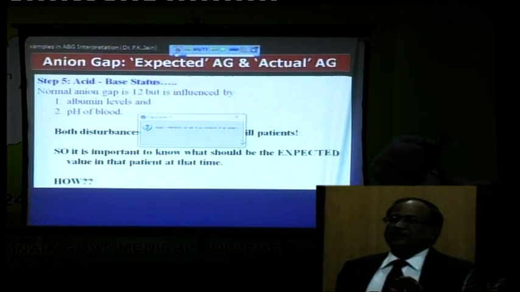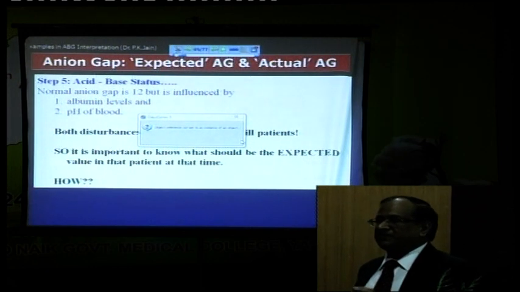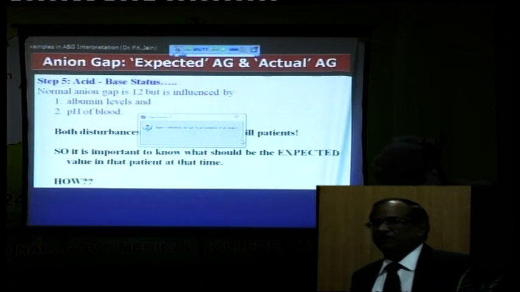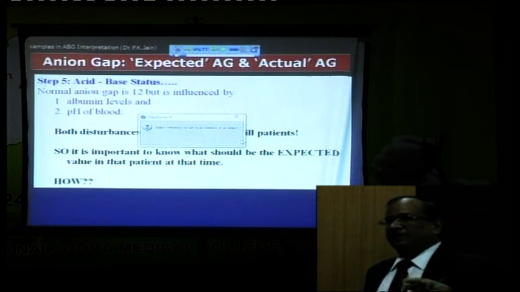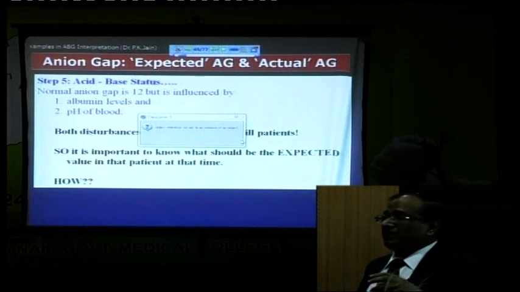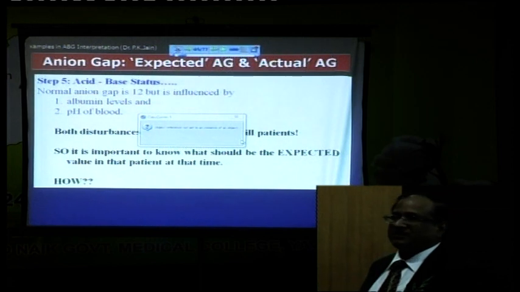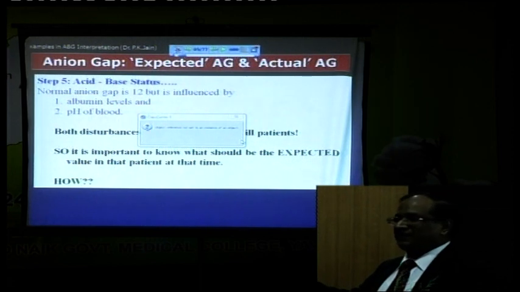I told you normal anion gap is 12, right? This is again the single most important mistake that physicians make all over the world. They compare it with 12. The reality is 12 is okay for you and me sitting here or an outpatient, but in the ICU or a critically ill patient, the normal anion gap is not 12. It can be 6, it can be 18, and you have to compare with that.